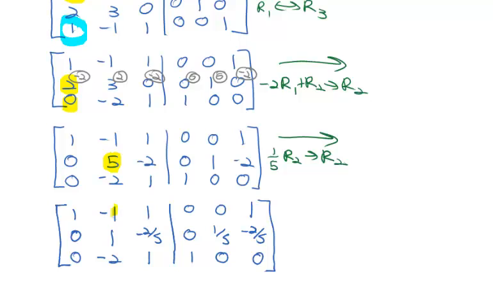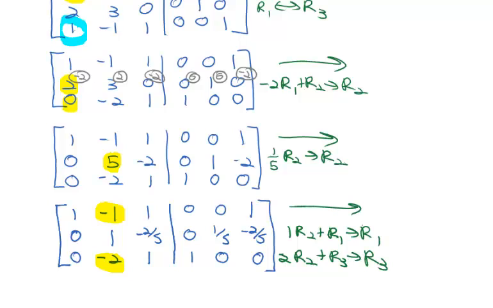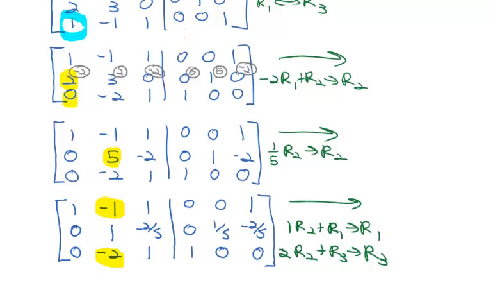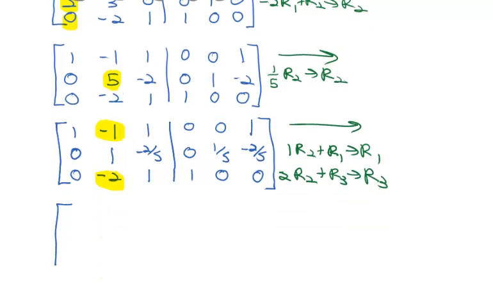Now that we got the 1 we want zeros everywhere else. So we have to take the first row. It needs to be multiplied by the opposite. It's going to be multiplied by 1. We'll take 1 times row 2 and add it to row 1 to get our new row 1. The opposite of negative 2 is positive 2 times the pivot in row 2. We'll add it to row 3 to get our new row 3. When we do that, we get our new matrix.